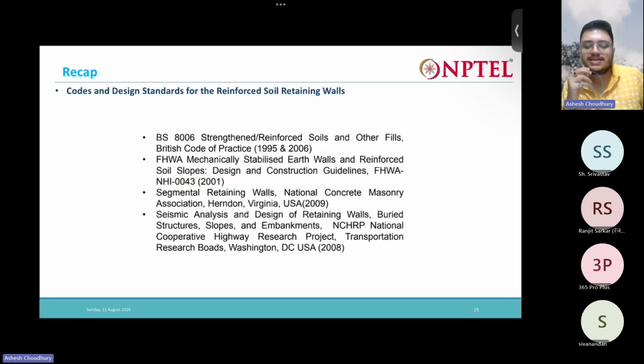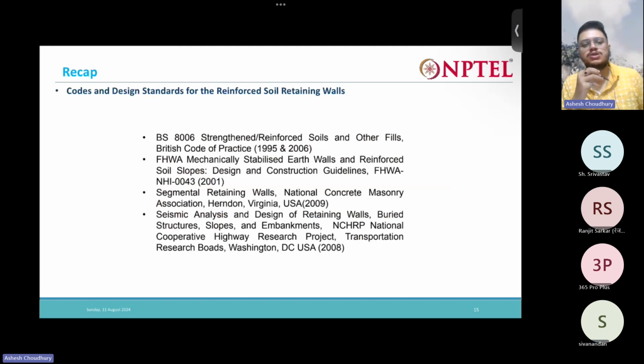In India there is a tendency that the British code is generally adopted. Indian standards, all the IS codes, are almost copied from British codes, about 95% copied. So in India the BS codes are followed, but the FHWA codes are also widely followed. The FHWA codes are developed by the Federal Highway Administration in the USA.